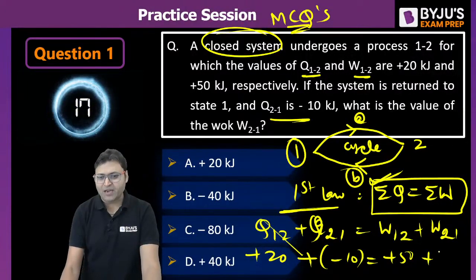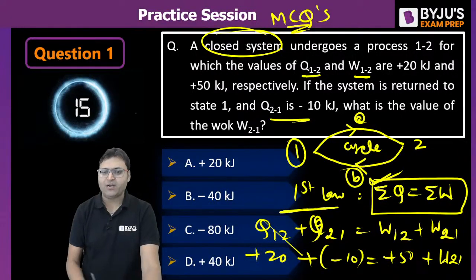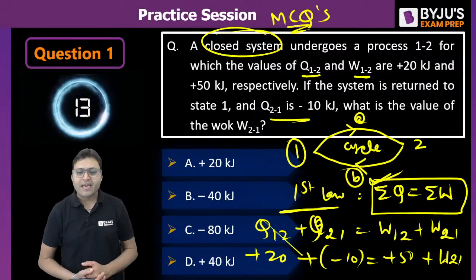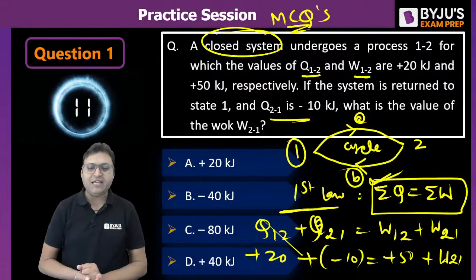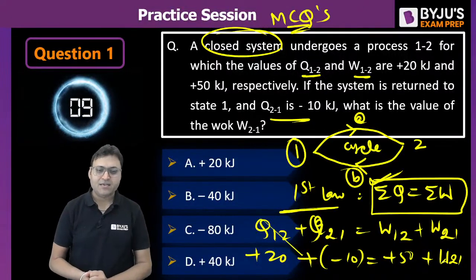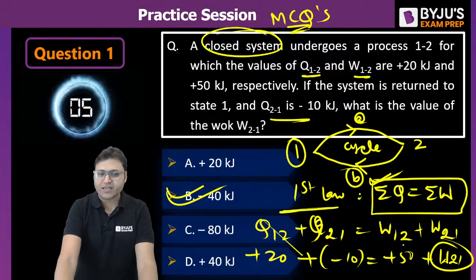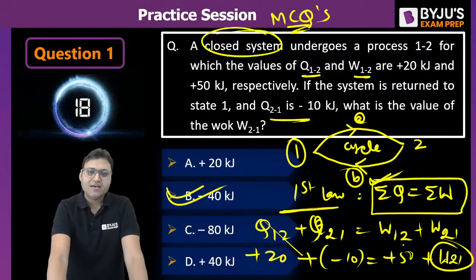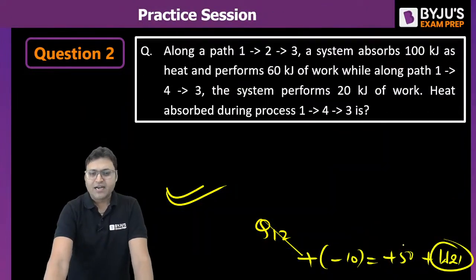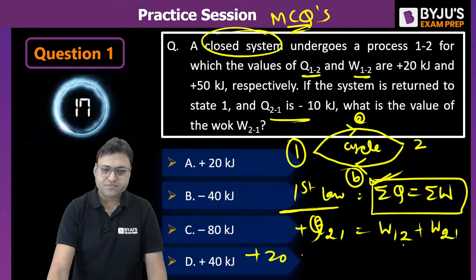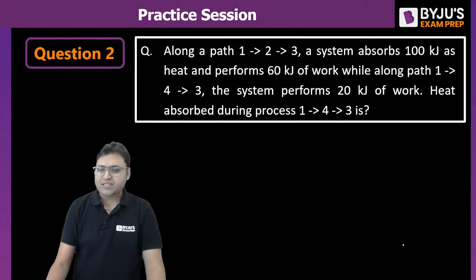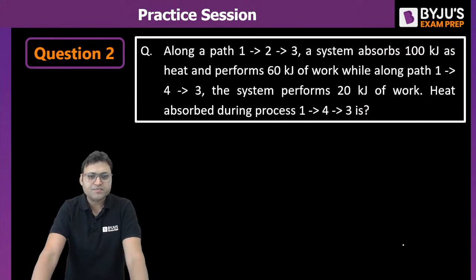The only unknown is W2 to 1. What is the value of W2 to 1? It will be minus 50 plus 10. Isn't it minus 40? It is minus 40. Option B is the right answer for this one. Let us proceed to the next one. Question number 2 on your screen.